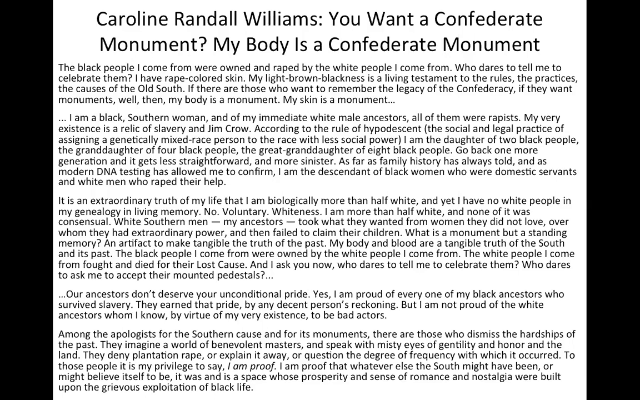Among the apologists for the Southern cause and for its monuments, there are those who dismiss the hardships of the past. They imagine a world of benevolent masters who speak with misty eyes of gentility and honor and the land. They deny plantation rape or explain it away or question the degree of frequency with which it occurred. To those people, it is my privilege to say I am proof. I am proof that whatever else the South might have been or might believe itself to be, it was and is a space whose prosperity and sense of romance and nostalgia were built upon grievous exploitation of Black life.